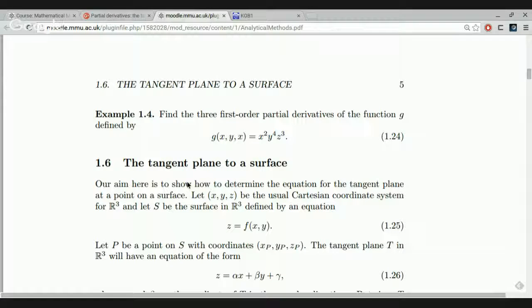So then we come to section 1.6, which adds a bit more to the graphical interpretation business about thinking geometrically what these partial derivatives signify and mean.